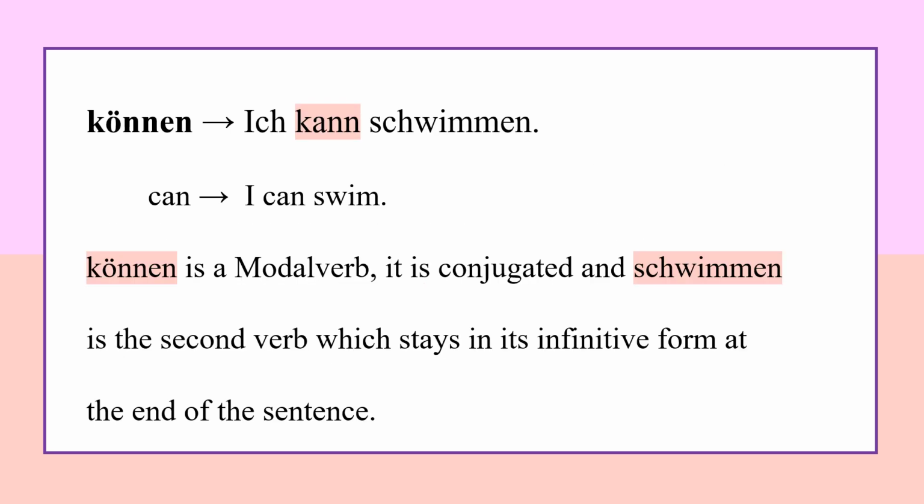Here's an example of how to use Modalverben in a sentence. Können is a Modalverb, which means can, and here's a sentence. Ich kann schwimmen. Kann is the conjugated form of the Modalverb können, and schwimmen is the second verb. The second verb stays in its normal original form, which is known as the infinitive form, and it moves to the very back of the sentence.